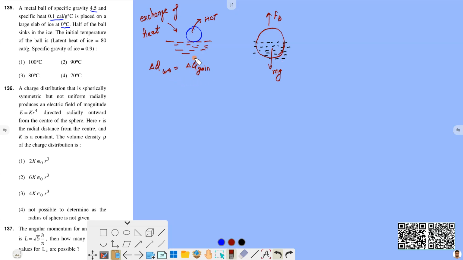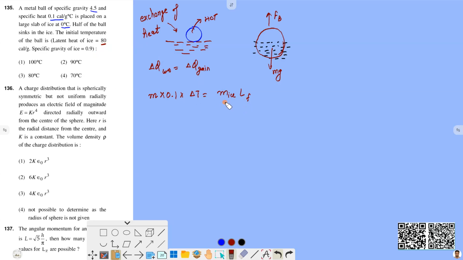So we can say the amount of heat lost by the ball will be equal to mass of the ball, suppose that is m, into specific heat of the ball, that is 0.1, into change in temperature, that is delta T. And that same amount of heat will be used to melt the ice into water. Now, for that, we need mass of ice into latent heat of fusion, LF. Now here we know latent heat of fusion of ice is already given to us.